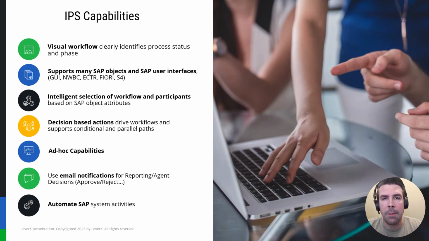We have a lot of ad hoc capabilities. So most of the time when we're talking about a business process, it's pretty much the same 80 to 90% of the time, but for the 10 or 20% you want to have the flexibility to change the workflow. And we have tools within the IPS tool set that allow us to do that. And we have email notifications for reporting and decisions. We also have a lot of standard out of the box, and we can also customize a lot of automated SAP activities, in terms of material creation, status changes, any number of things.